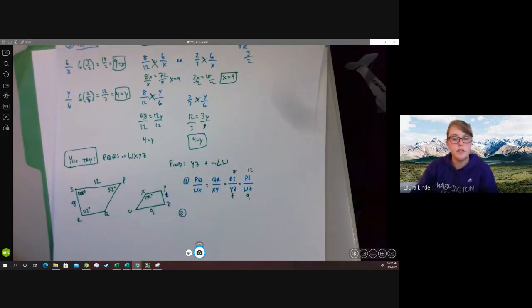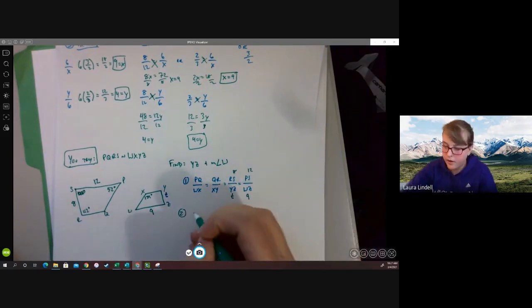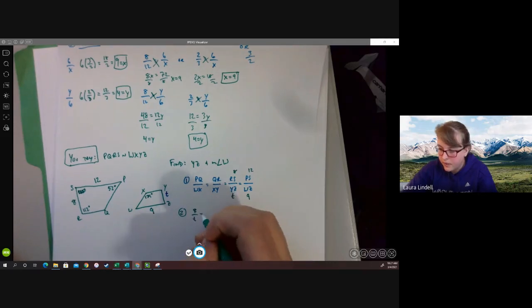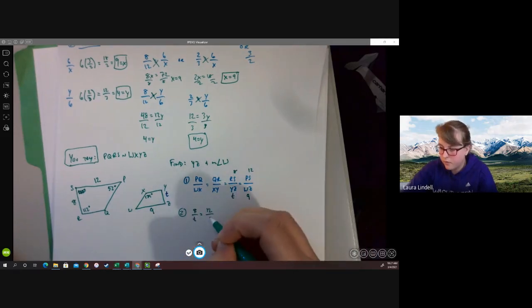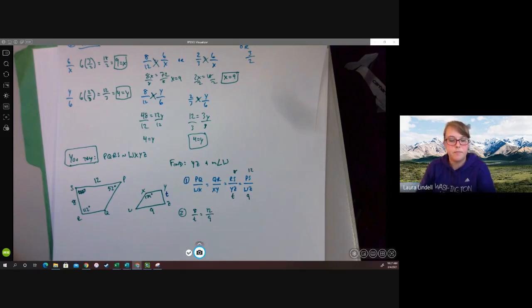And so in this case, all we really have is 8 over t and 12 over 9. And so this one's actually perfectly set up to do it the second way right off the bat. You can do it the first way if you want to, but this one's already set up perfectly for the second method.